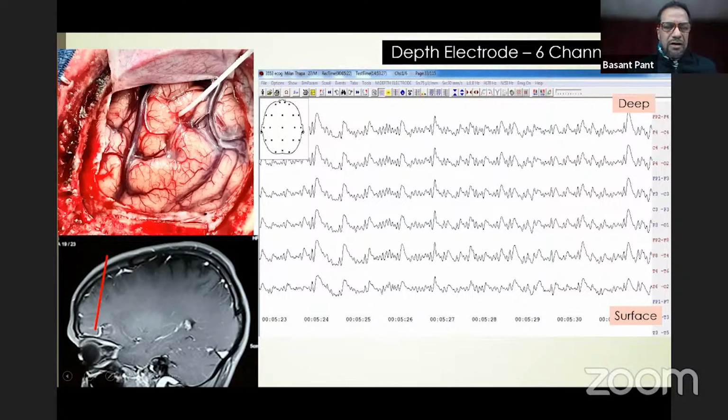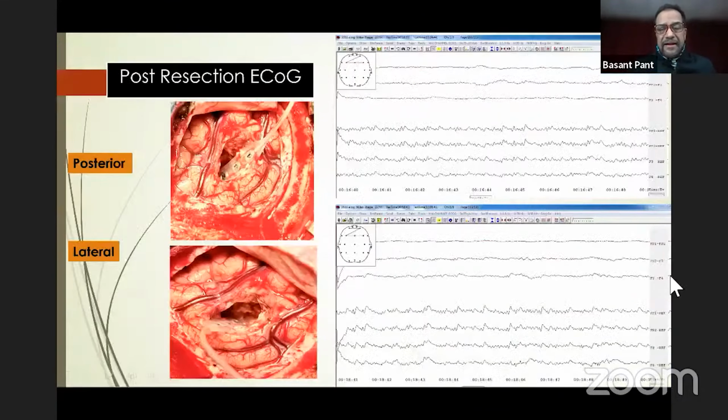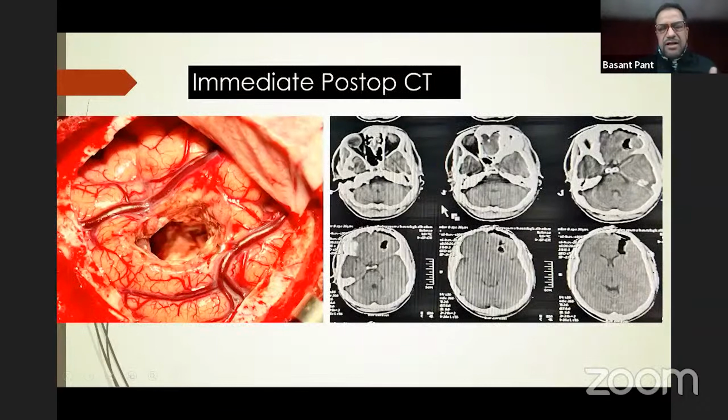So then we followed that track and removed it, and post-op we again confirmed that the brain is silent. And that is the immediate post-op that you can see, where we have tracked it down. It was not only the cavernoma, but the track itself was also epileptogenic, so we had to remove the track as well.